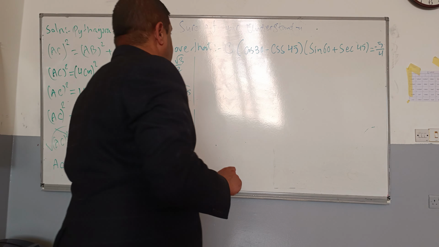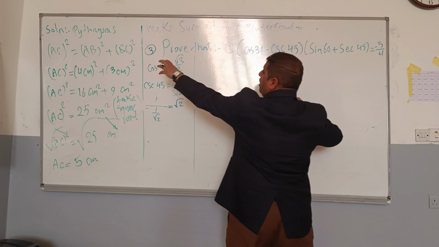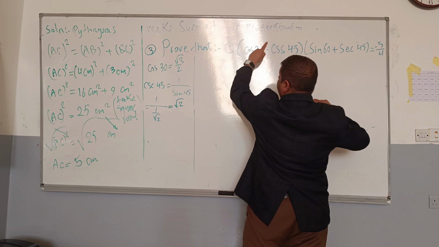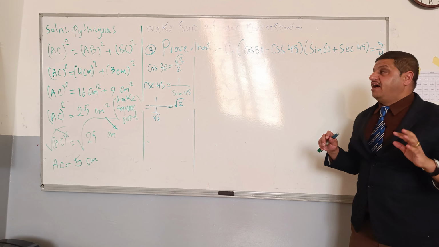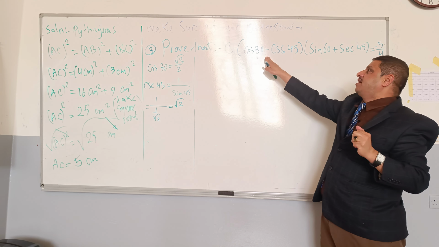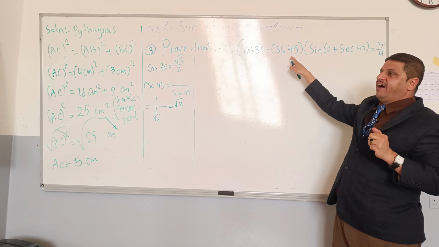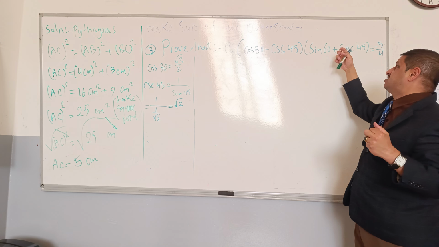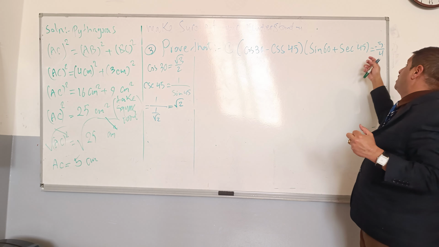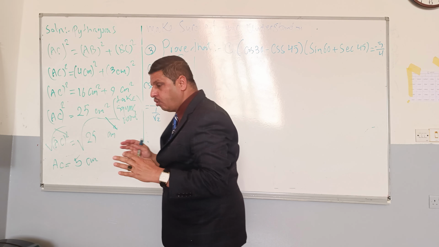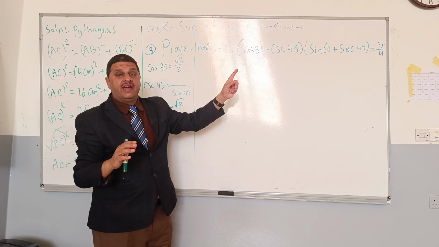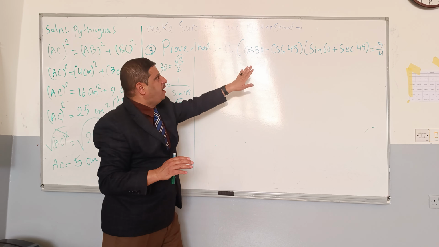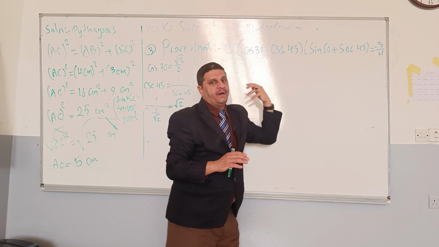Now, dear students, how to calculate? This is question number 3. It says, make sure of your understanding. Prove that cosine of 30 minus cosecant of 45 times the bracket containing sine 60 plus secant 45 all equals negative 5/4. Now, I will calculate them separately.